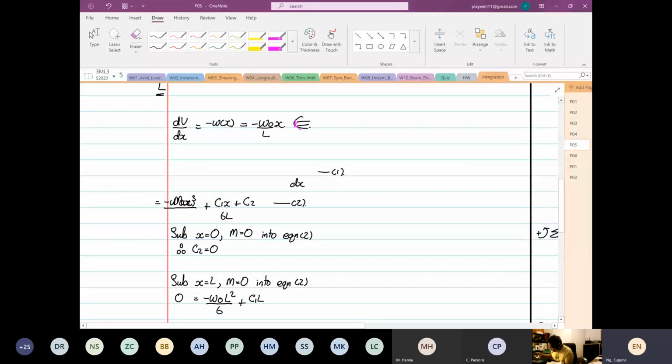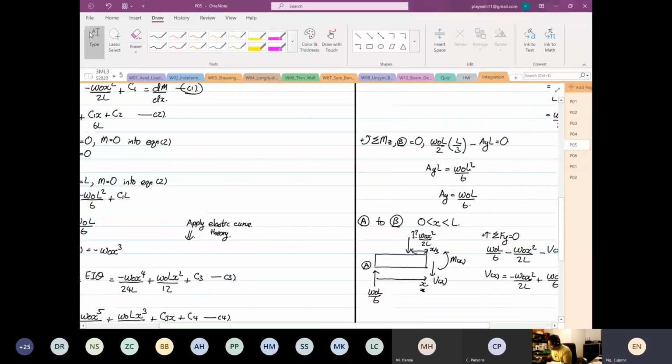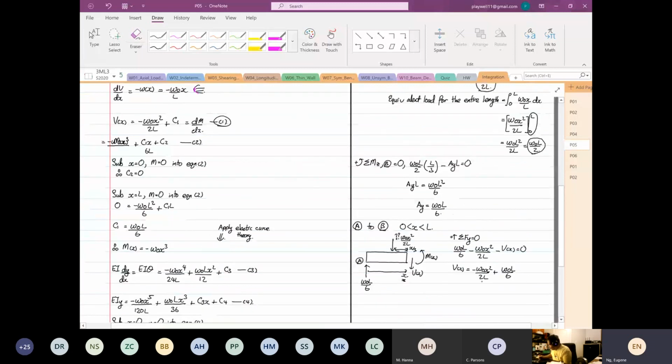Okay, so this will be equal to V as a function of x. So this is equal to minus omega naught x squared over 2L plus C1, and this is equal to dM by dx. If you look at equation number 1 down here and compare it with what we have just got, we have omega naught x squared over 2L. Down here we have it as C1, and we know the exact value is omega naught L over 6.